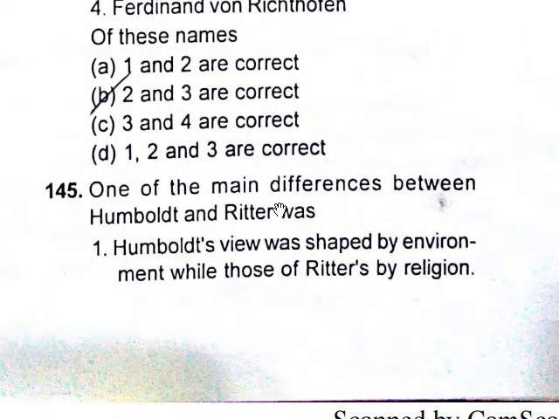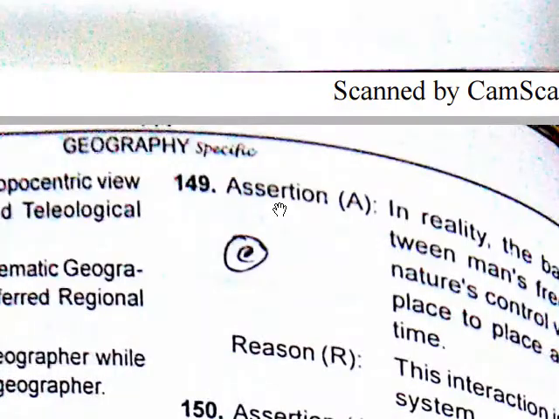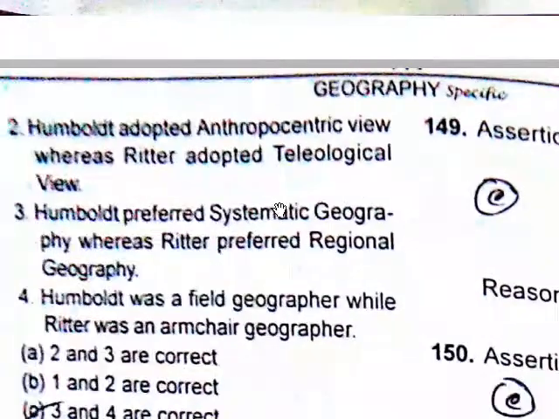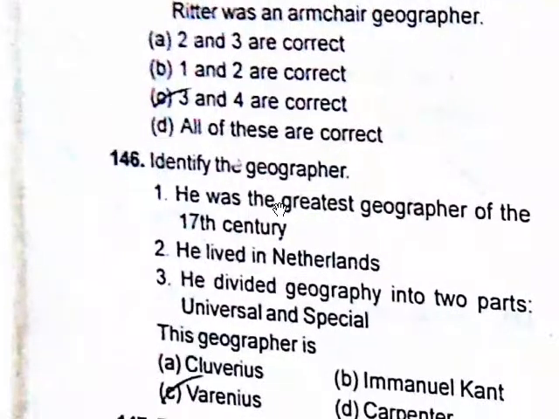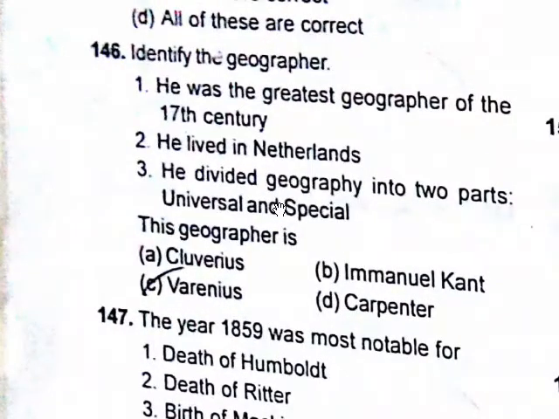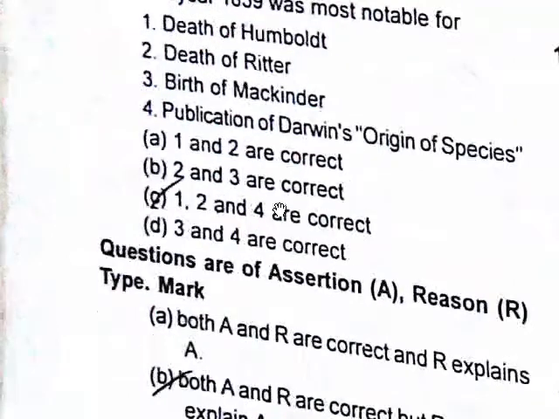One of the main differences between Humboldt and Ritter: Humboldt preferred systematic geography, Ritter preferred regional geography. Humboldt was a field geographer and Ritter was an armchair geographer. Identify the geographer: Varenius, he was a great geographer of the 17th century. He lived in Netherlands. He divided geography into two parts, universal and special.